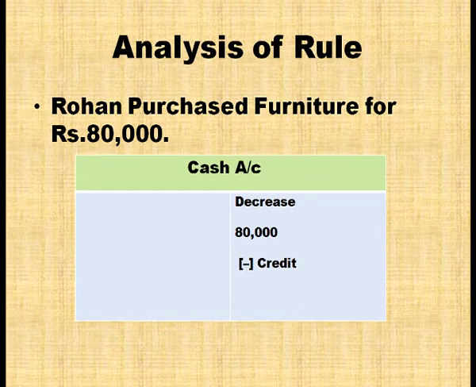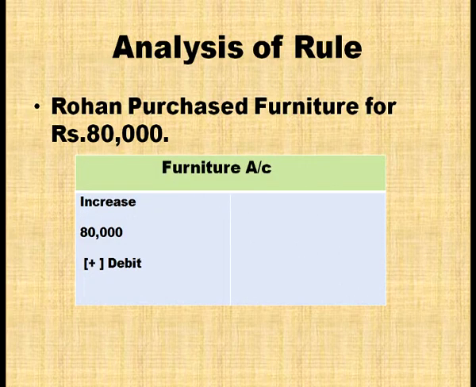Now moving to different transactions, in order to analyze the rule. First transaction, Rohan purchased furniture for rupees 80,000. Asset is coming inside the business. So the name of the asset will be the one aspect. And when asset is coming inside, cash is going outside. So two affected accounts are cash account and furniture account.